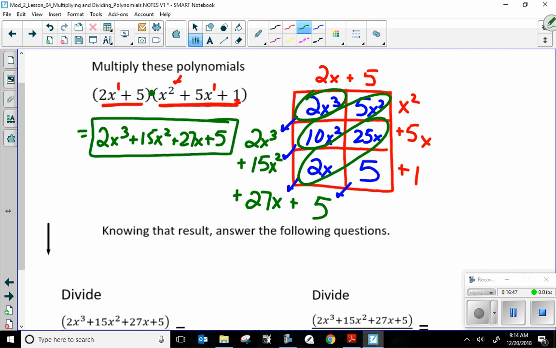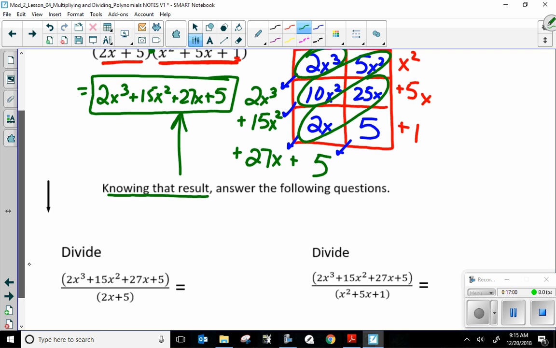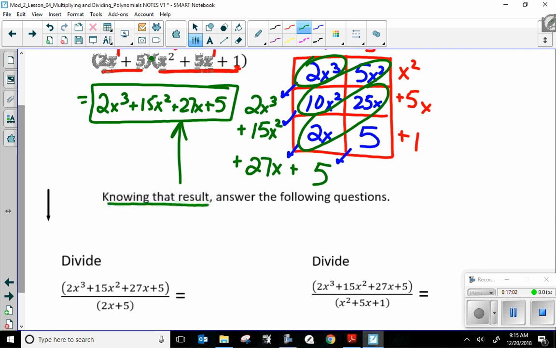So, now that I know this result, we want to answer the following questions. I'm going to try and keep them both on the page. What happens if I divide 2x cubed plus 15x squared plus 27x plus 5 by 2x plus 5? All right, let me explain something to you.